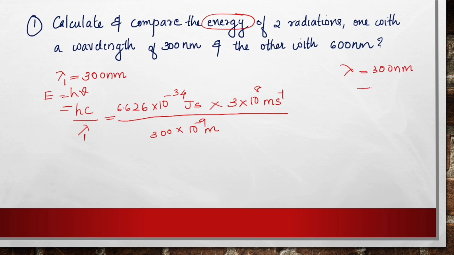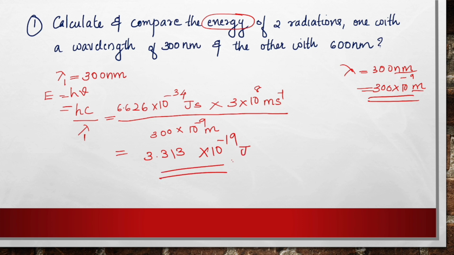We need to convert it to meter because the whole energy value we need in joules. So we need to convert the lambda value into meter. 1 nanometer is how much? 10 power minus 9 meter. So 300 into 10 power minus 9 meter. We converted nanometer to meter. Calculate the value. You will get approximately 3.313 into 10 power minus 19 joule, which will be the energy value of lambda 1.